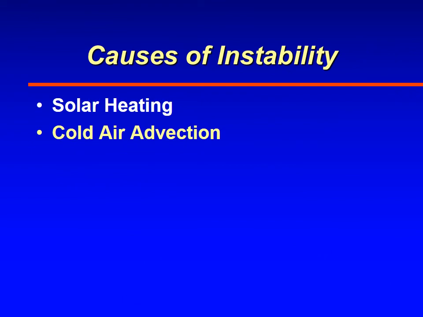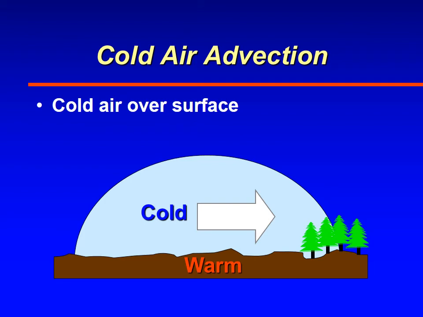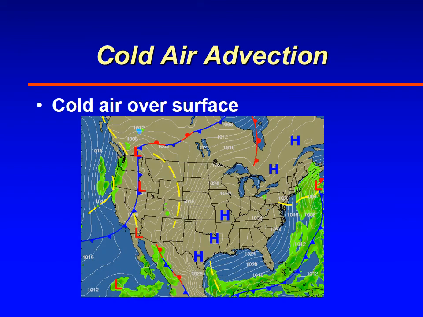The other cause of instability is cold air advection. Cold air advection is where cold air moves over a region, and if the ground is warm, then you have an unstable situation where you have a colder atmosphere and much warmer ground. The air in contact with the ground will warm up, causing bubbles of air, or thermals, to rise through that cold air, and usually this type of convective turbulence is pretty significant. Where will you find it? Usually behind a cold front.